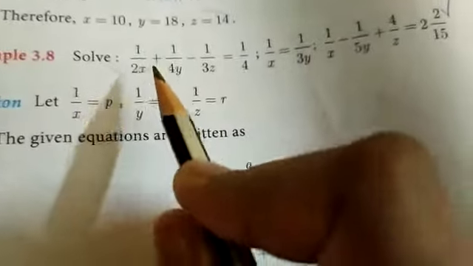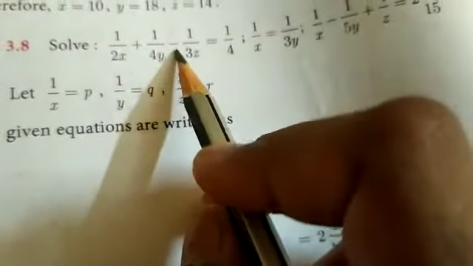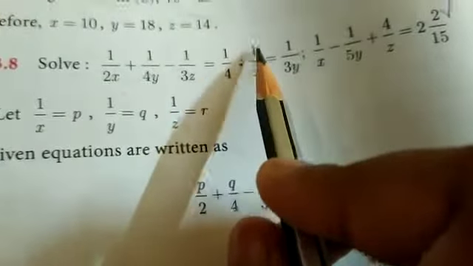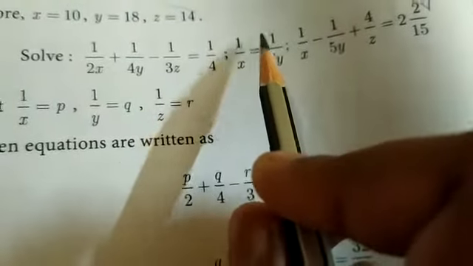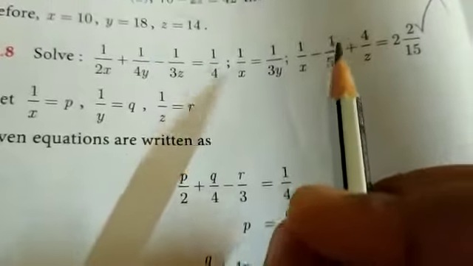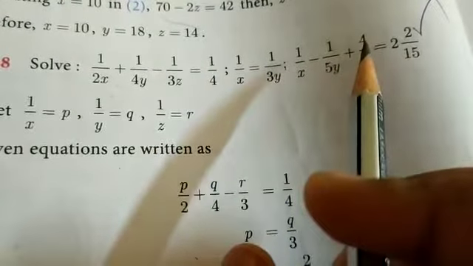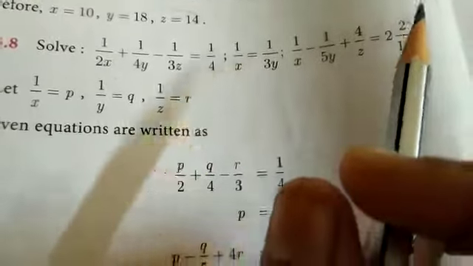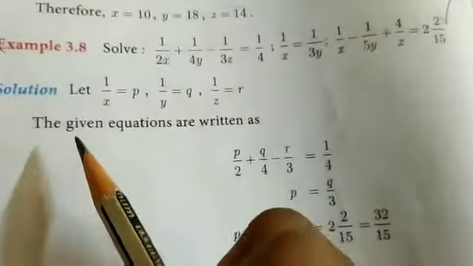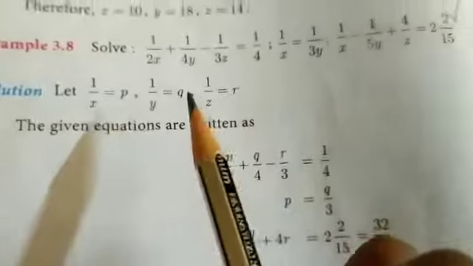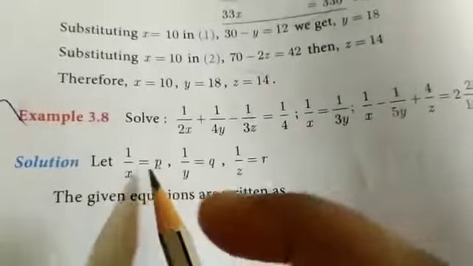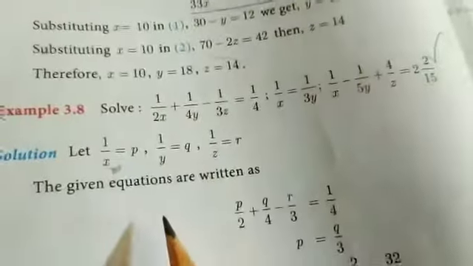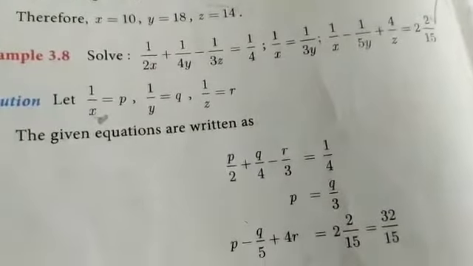Okay, so 1 by 2x plus 1 by 4y minus 1 by 3z equal to 1 by 4. And next is 1 by x minus 1 by 5y plus 4 by z equal to 2 by 15. Okay. So now we are going to substitute some variables for this 1 by x and 1 by y and 1 by z, to find the answers easily.